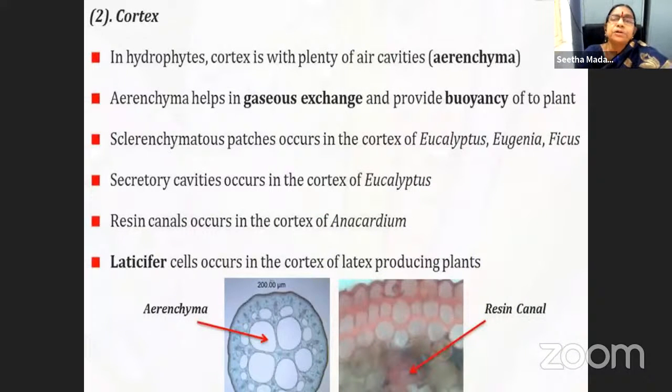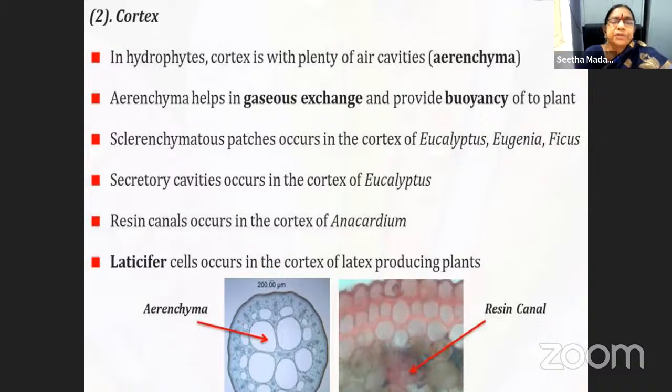Then coming to the cortex, in hydrophytes and xerophytes the arrangement is somewhat different. In hydrophytes, the cortex has plenty of air cavities in between, which is known as aerenchyma. This aerenchyma helps in gaseous exchange and also provides buoyancy to the plants. Hydrophytes are plants which live in water. There is danger of decay of the leaves and stems because they live in water. To prevent that, this aerenchyma helps the plants to float on the surface of water. In that way, they escape decaying. It helps in gaseous exchange also, again for respiration and other things.